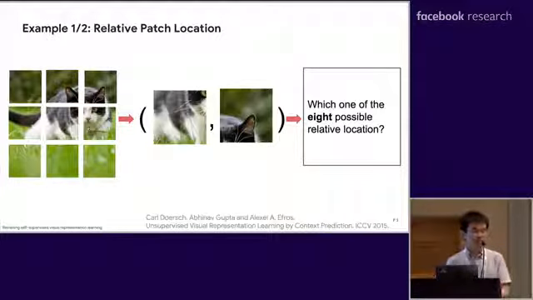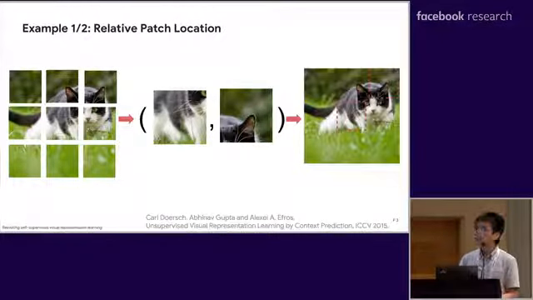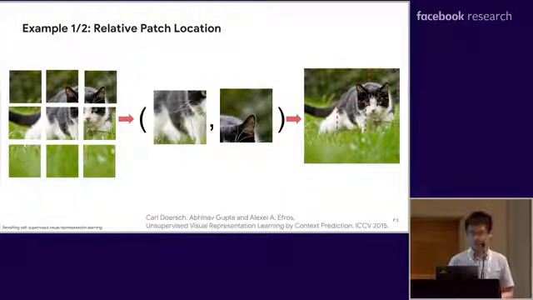This is relative patch location. Given an input image, we split it into 3x3 patches, and given the anchor patch, could you tell the relative patch location of two patches? In theory, it's an 8-class classification problem, and you could train a network to solve this 8-class problem.